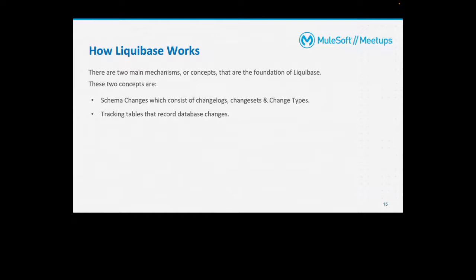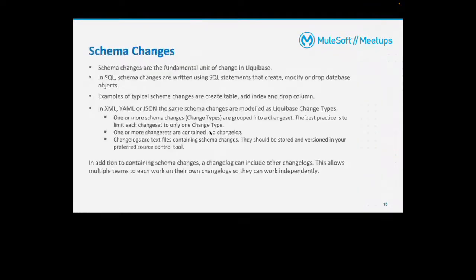There are two main mechanisms or concepts that are the foundation of Liquibase. One is schema changes, which consist of change logs, change sets, and change types. So there are three things: change logs, change sets and change types, and then there will be two tracking tables that record the database changes. Schema changes are the fundamental unit of change in Liquibase, and you can write SQL statements to create, modify, or drop database objects. Examples of typical schema changes are creating a table, adding an index, dropping a column, and you can also write these changes in XML, YAML, or JSON format, and these are modeled as Liquibase change types.